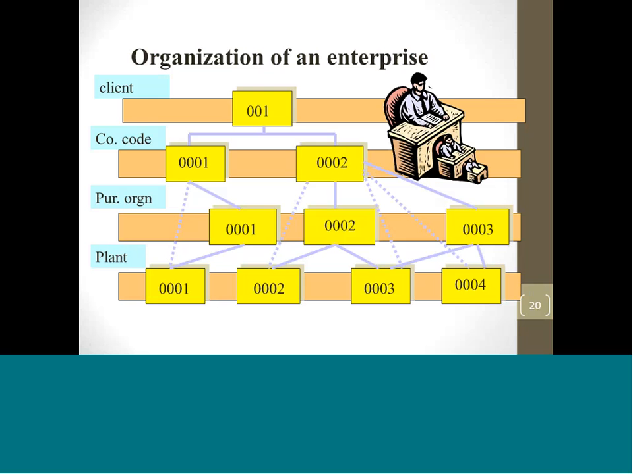But in MM, we deal only with the group company, that is the client. Then we have company code, then purchasing organization, and then plant. The client is a group company.